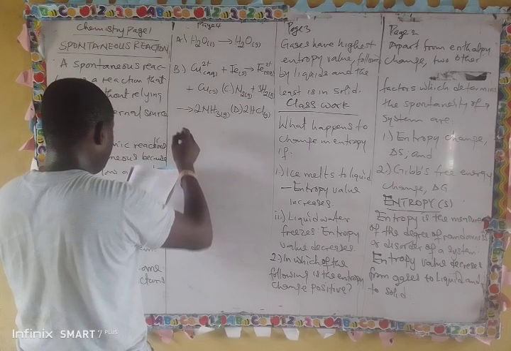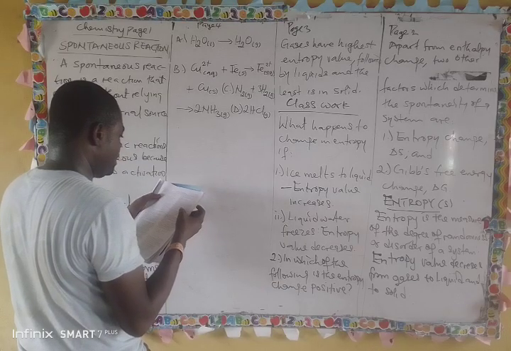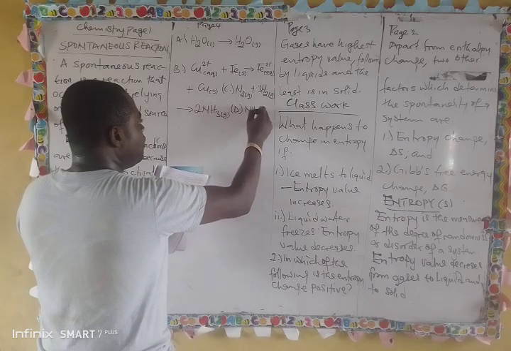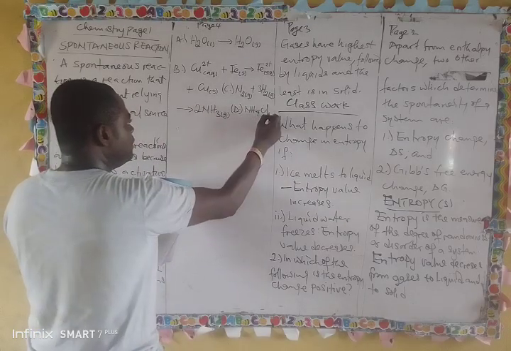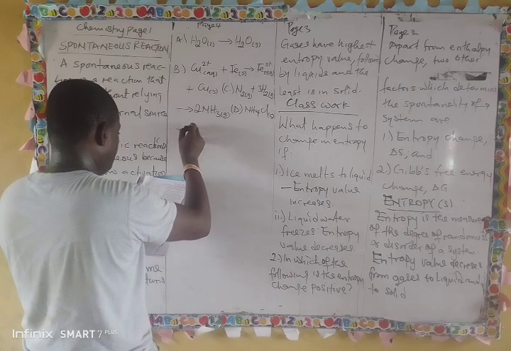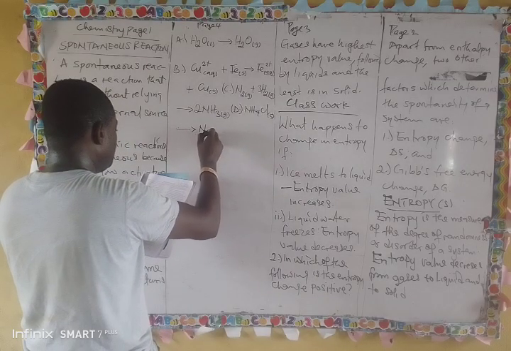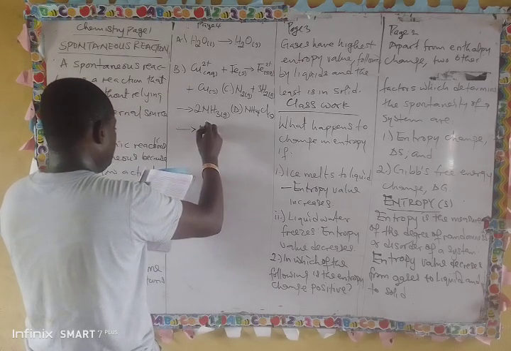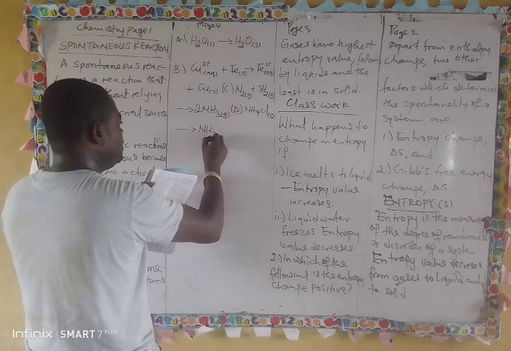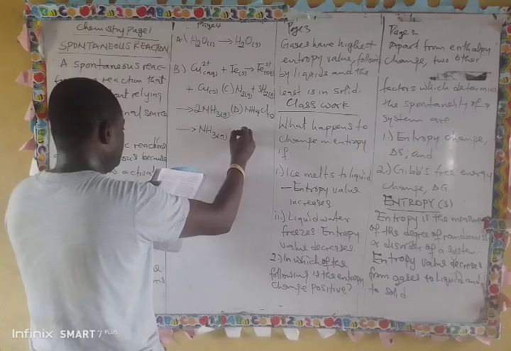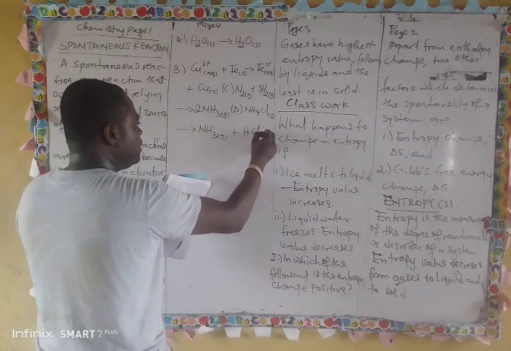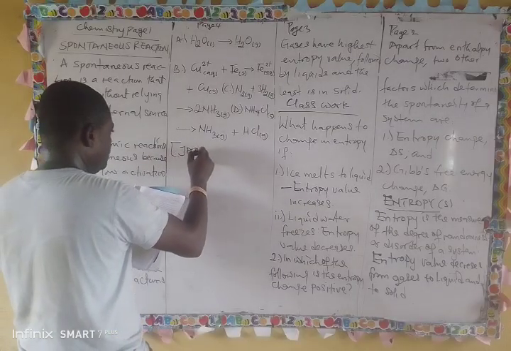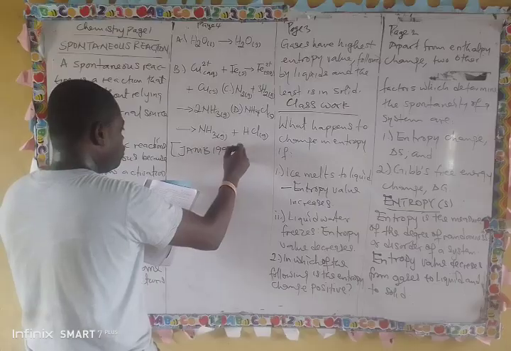Okay. It is where, let's say, NH4Cl solid. Why did they put solid there? The thing was wrong. Gas. It's supposed to be NH3 gas plus HCl gas. This is how it's supposed to be. Okay, this is JAM 1992, question 26.